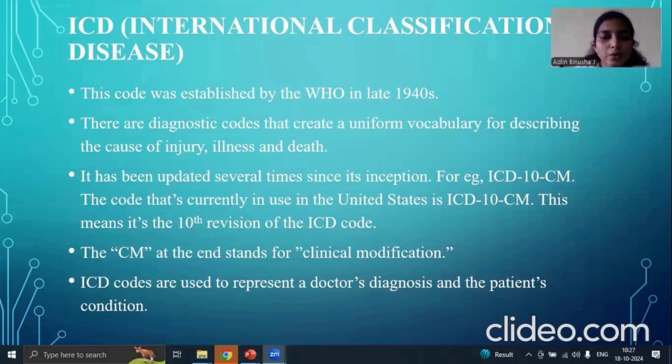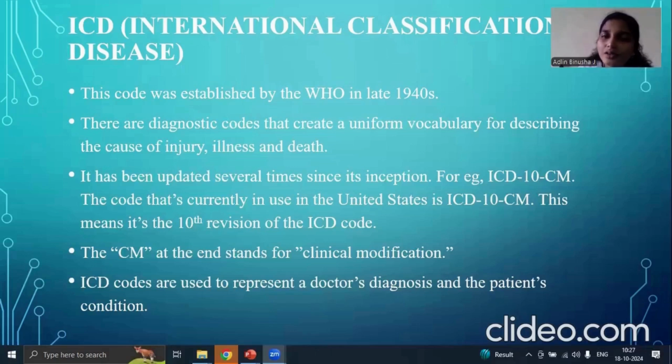The code currently used in the United States is ICD-10-CM. What is this CM? It's a clinical modification, because it is updated each and every day. Each and every day, new conditions are emerging, right? In our body itself, we may be young, but the condition is not like an earlier period, because we have lots of diseases, lots of disabilities, and tiredness because of food and lifestyle. Everything has changed. So new conditions are coming into the picture, and this ICD-10-CM, the clinical modification, is updated all the time.